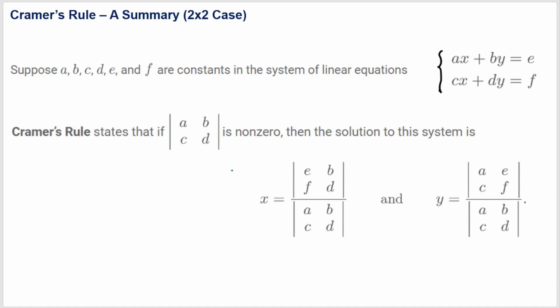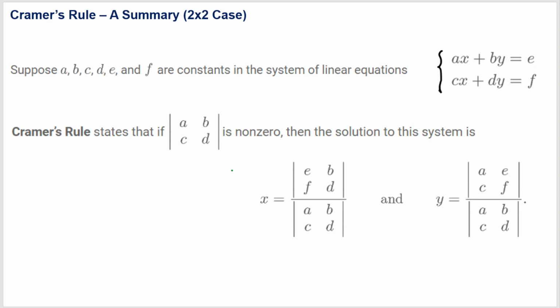The denominator is the same as for x, which is the determinant of a, b, c, d, with first row a, b and second row c, d. And the numerator now, for y, the second variable, you replace the second column with E and F instead of B and D. You see that? You see the pattern here? So next time when you see this kind of system, you could use Cramer's rule to quickly find the solution.